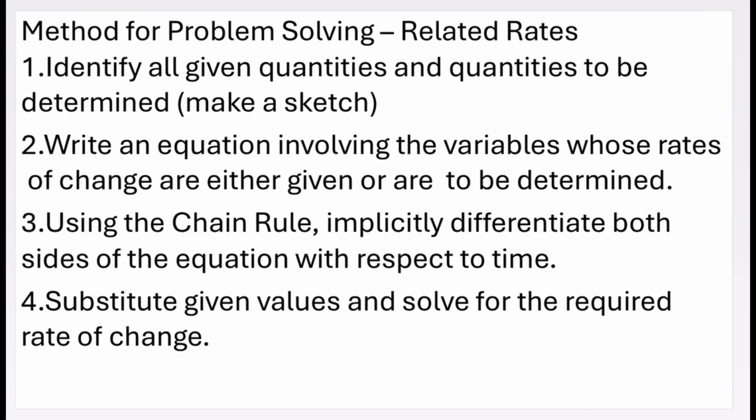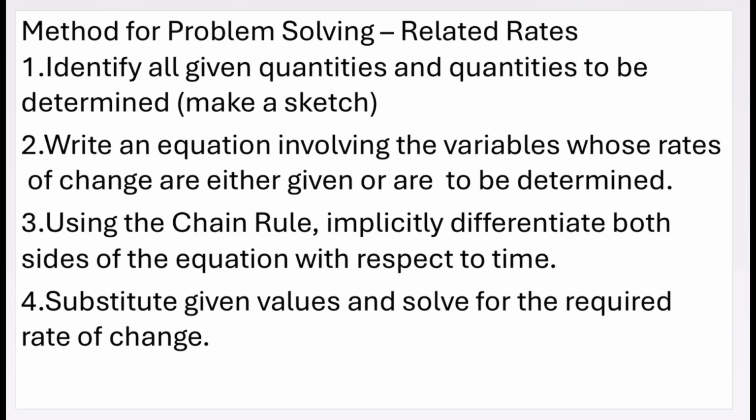So look at what you're given, look at what you're trying to find, and think about a formula that connects those two things. So if you have volume and a radius, and you're talking about a sphere, obviously the volume of a sphere is going to connect those two values. So you're going to have to figure out what formula you're going to be using if it's not given to you in the problem. And then sometimes you're going to use the chain rule to implicitly differentiate both sides of the equation with respect to time.